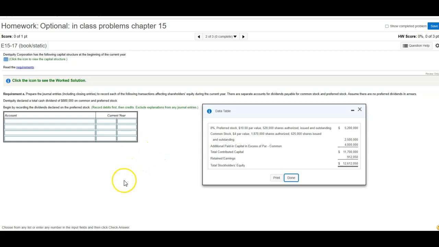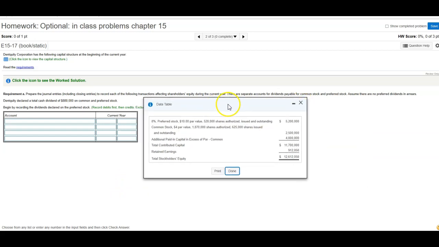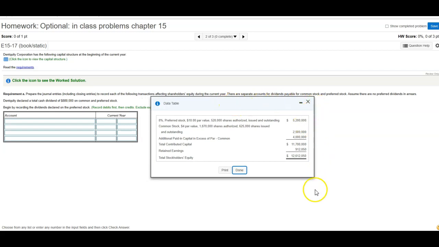In this video, we're looking at how the payment of dividends for both common and preferred stockholders affects journal entries and eventually the stockholder equity section. To begin with, I'm going to look at the data table, which shows what kind of capital structure we have.